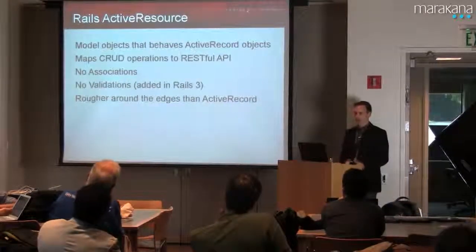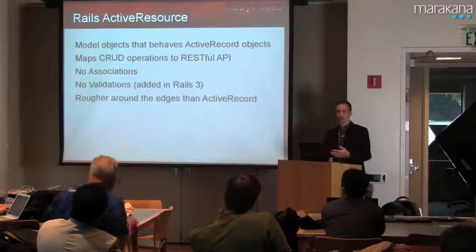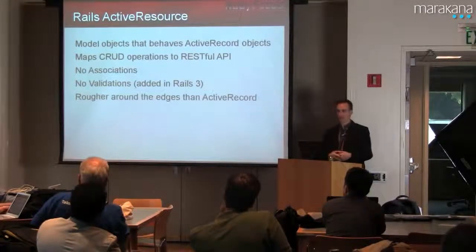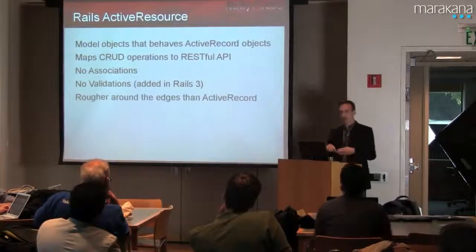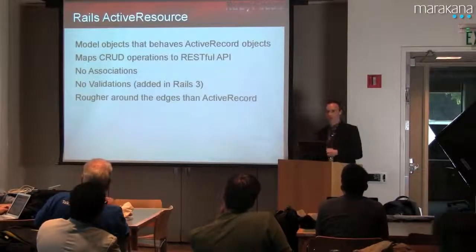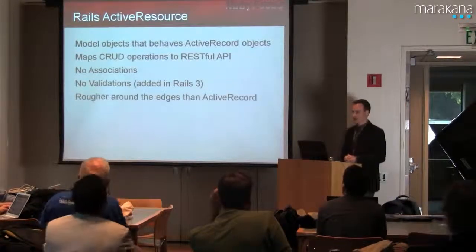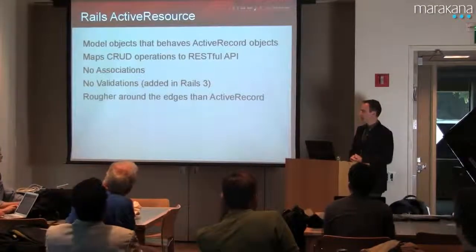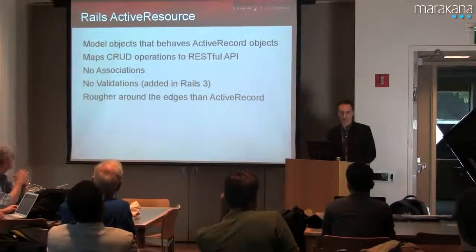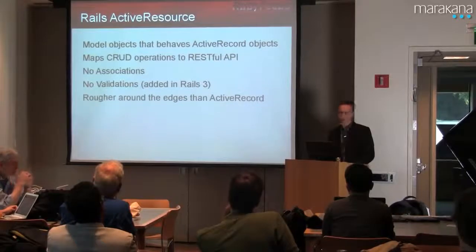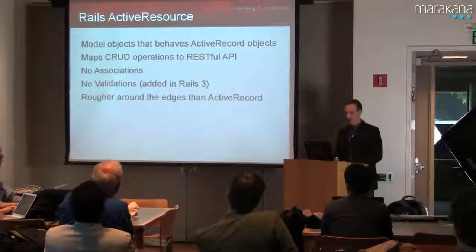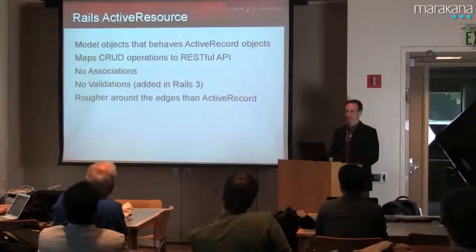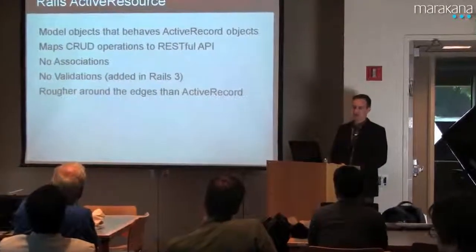They map the CRUD operations, so you can do a model.create or .save or .destroy. Those all map, and then they call the corresponding controllers on your RESTful actions. And we'll see that in a little demo in a little bit. It does not support any associations out of the box, and it also doesn't do validations out of the box, although Rails 3 is adding some of that. And generally, ActiveResource is a lot rougher on the edges than ActiveRecord.